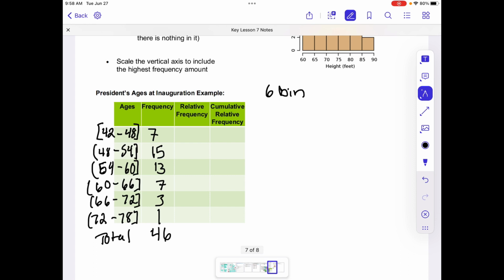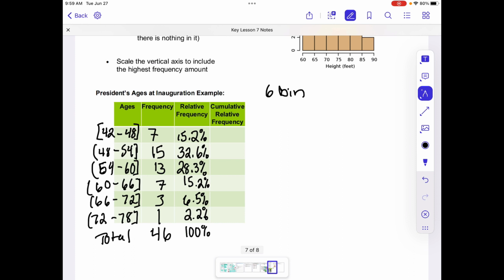So that 7 divided by 46 would get us 15.2%. And I keep going, 32.6%, 28.3%. And we can keep going. Sometimes I like seeing that relative frequency because in some ways, seeing it as a percent makes it a little easier to visualize what's happening.